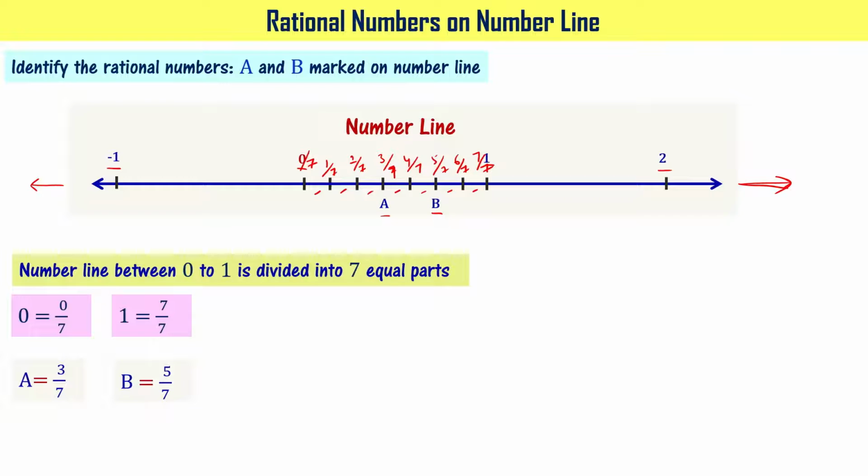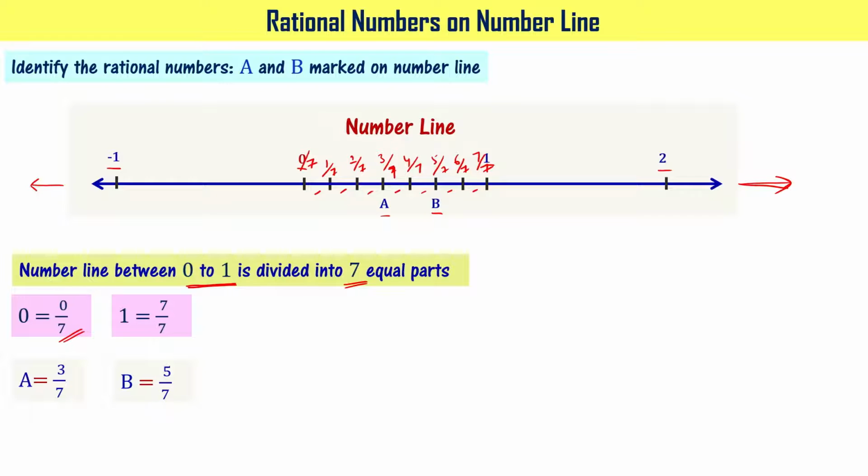You understood? So to answer the question, we said that A equal to 3 by 7 and B is 5 by 7. For that reason, what we have done, we said that 0 is 0 by 7 because the number line between 0 and 1 is divided into 7 parts. We said 0 equal to 0 by 7 and 1 equal to 7 by 7. For example, had it been divided into 9 equal parts, then we should have written 0 equal to 0 by 9 and 1 equal to 9 by 9, right?